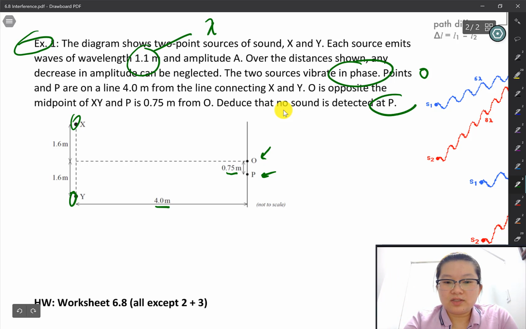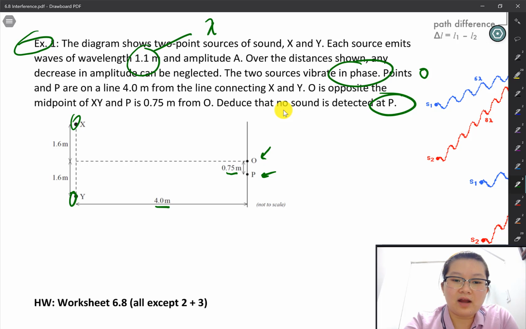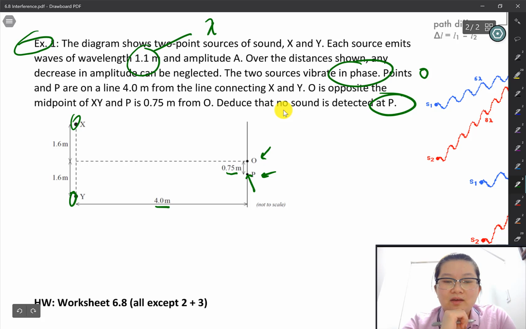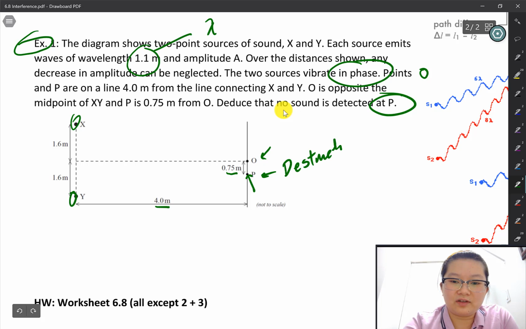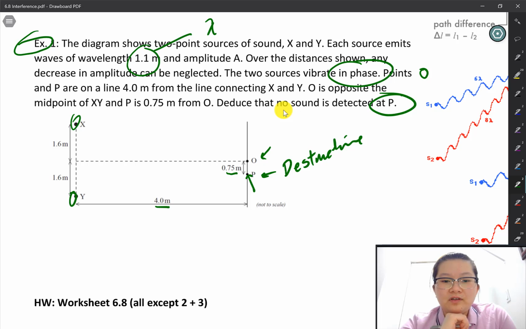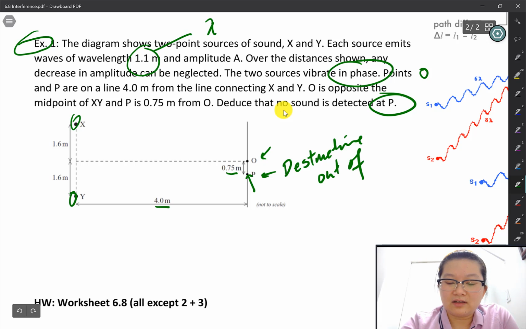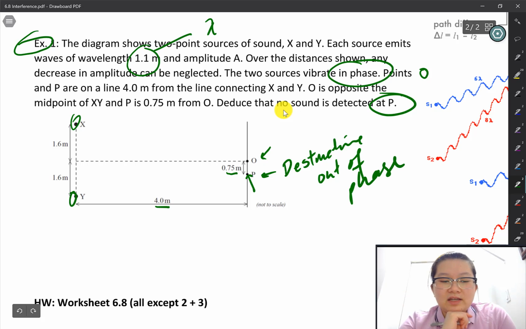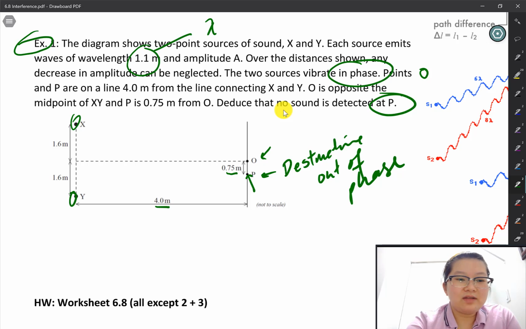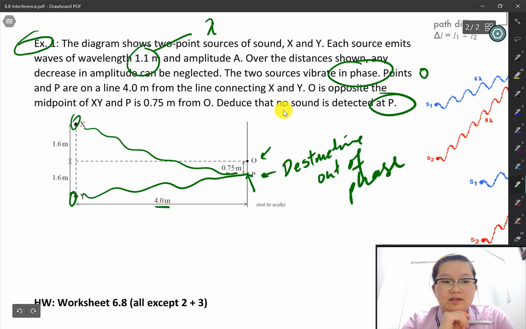We want to deduce that no sound is heard at P. So when no sound is heard, it means that somehow when the waves interfere at P, they cancel out. When they cancel out, you got it, it's destructive interference. And for destructive interference, you need the waves to basically be out of phase. So in order for that to happen, imagine X and Y. These waves are going to come all the way here, and they're going to interfere.